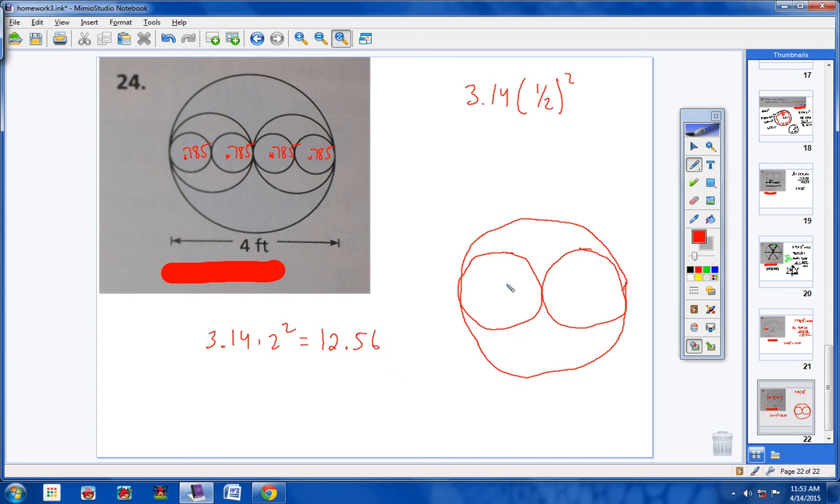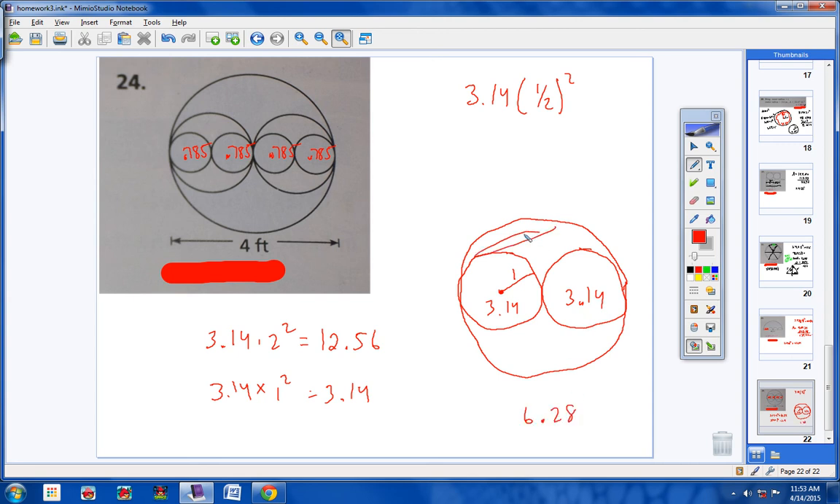Got it? Now, what's the area of one of these little circles here? Well, let's find the radius. We know from here to here it has to be 2, because all the way across is 4. Okay? So from here to here is 2. So if from here to here is 2, divide that in half, and this would be 1. So I have 3.14 times 1 squared. Well, guys, 1 squared is 1. 1 times 1 is 1. 1 times 3.14 is 3.14. So this circle has an area of 3.14. This circle has an area of 3.14. Add those together and you get 6.28.